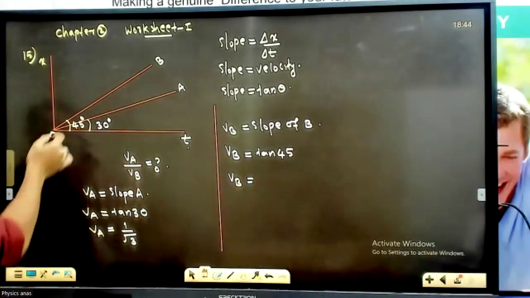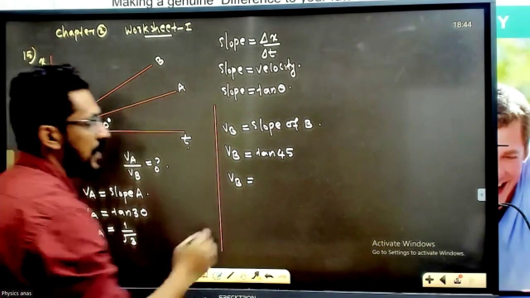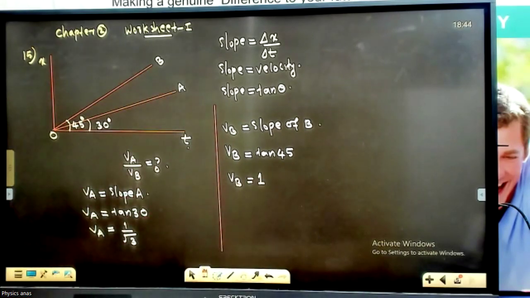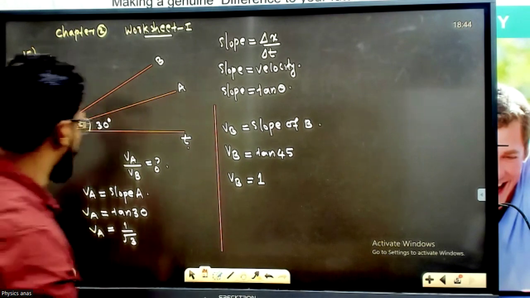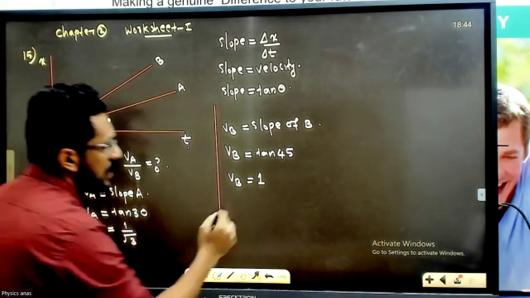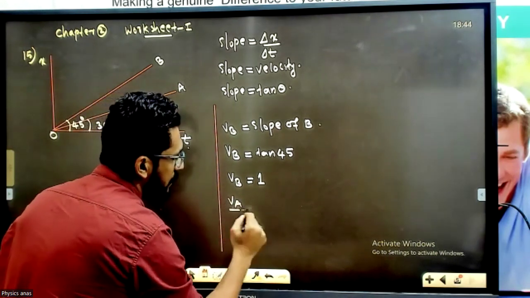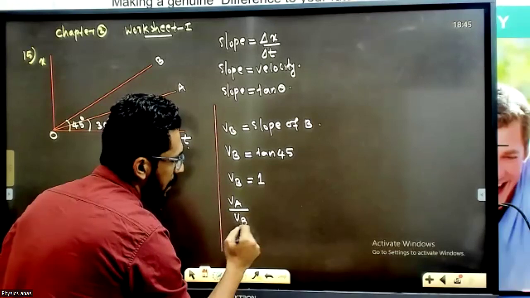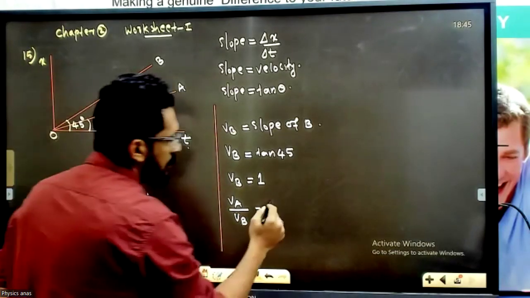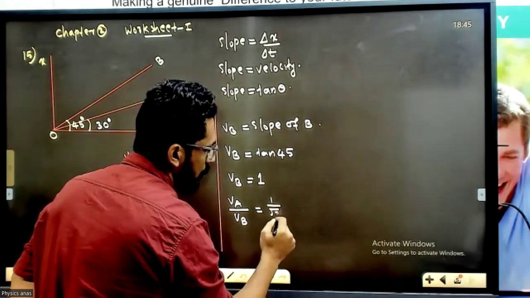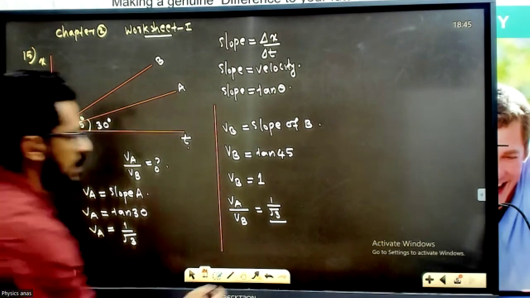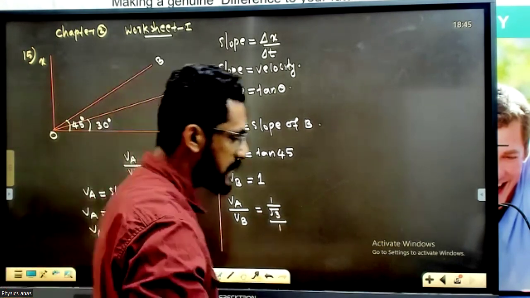So 30 degree and 45 degree. Tan 45 has a value 1. We know that. And what you need is VA by VB. What is VA by VB now? VA is 1 by root 3, divided by VB, which is just 1.